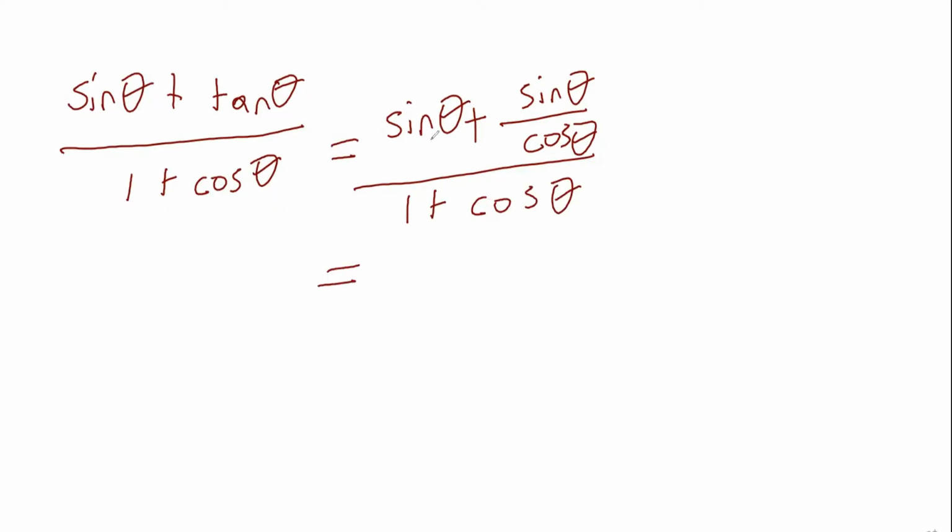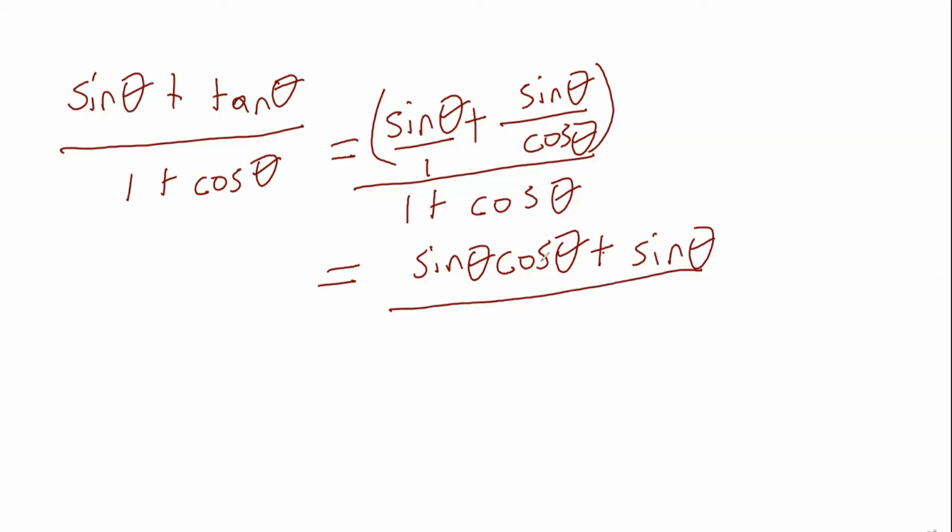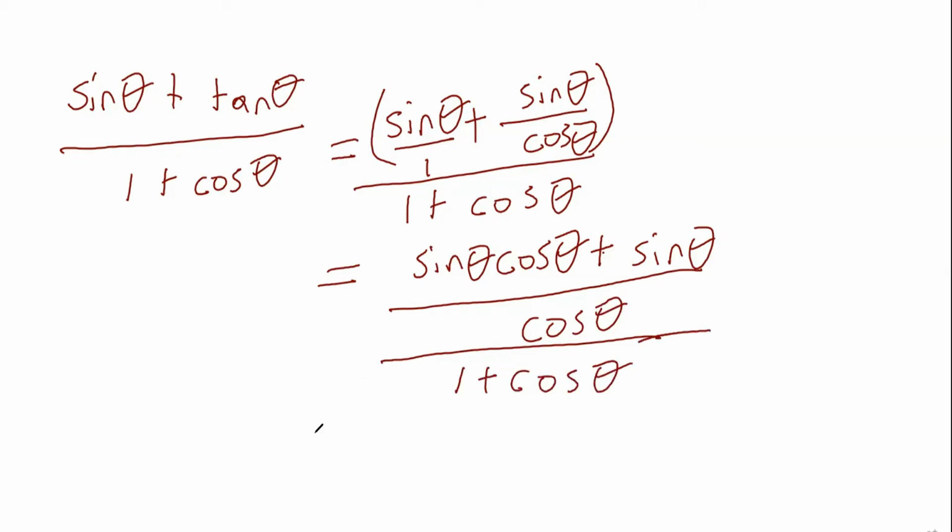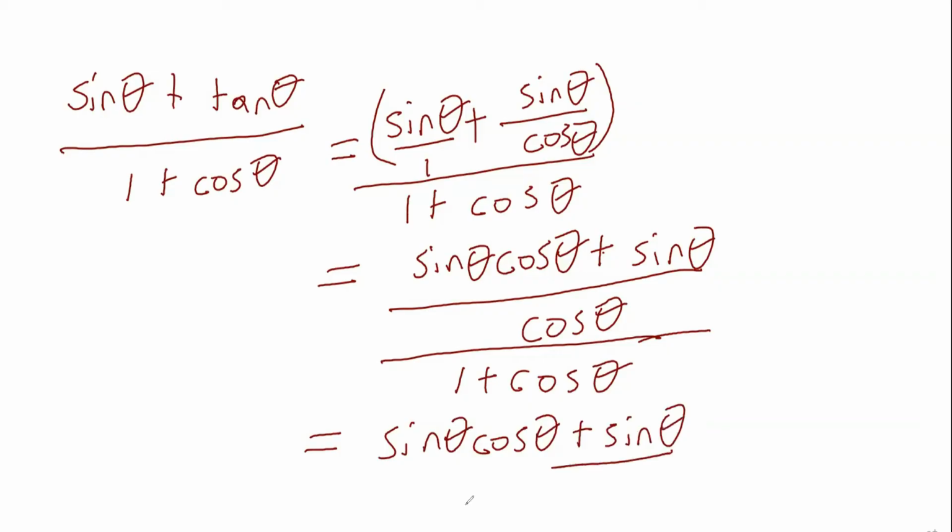Now, we can multiply this one right here by cos theta. So rewriting this as one fraction, where did that cos theta come from? The LCM of 1 and cos theta is cos theta. So this is sin theta cos theta plus sin theta over cos theta, over 1 plus cos theta. I just decided to write everything as one fraction. This is then equal to sin theta cos theta plus sin theta over cos theta.